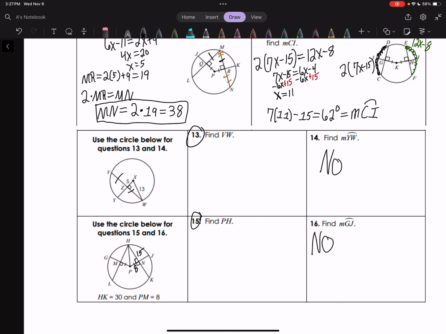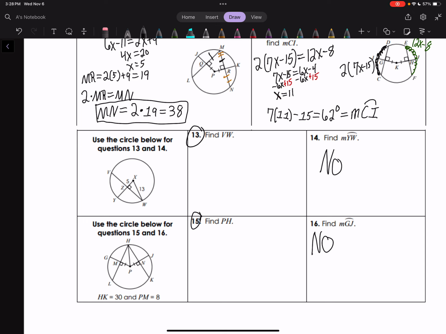All right, last two. Use the circles below for questions 13 and 14, and then for 15 and 16. You are not doing numbers 14 or 16. The reason for that is it is a trigonometry problem, which we have not covered yet. We will be covering that in Unit 7. We're currently in Unit 6.